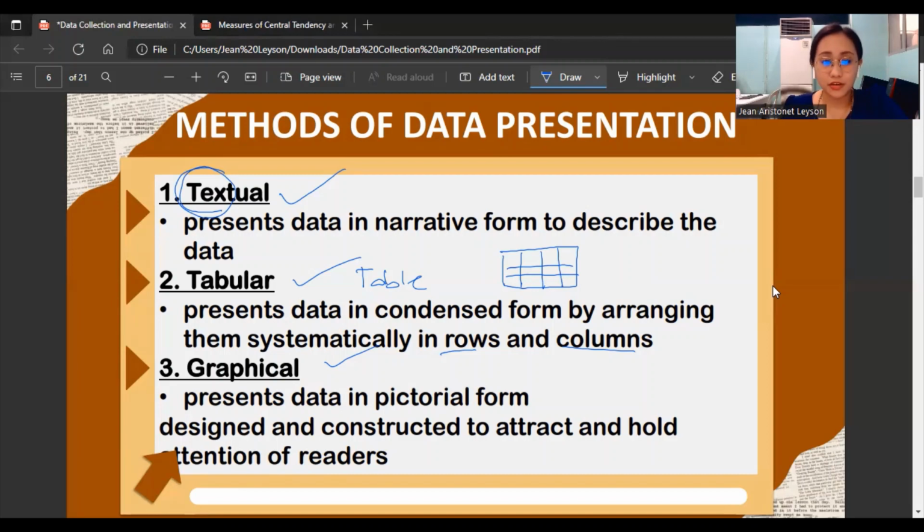The third one is graphical. It presents data in pictorial form, and is designed and constructed to attract and hold the attention of readers. When you were in elementary, this was the most common way of presenting data, in terms of graphs, because it's more attractive. It catches the attention of people and readers.